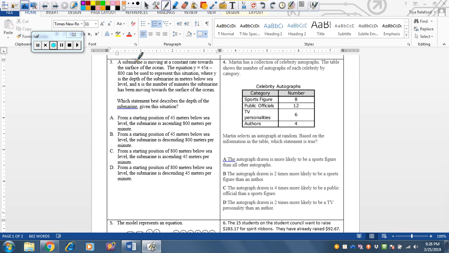Number 3, a submarine is moving at a constant rate toward the surface of the ocean. The equation y equals 45x minus 800. I don't like that written on 2 different lines. I'm going to rewrite it. Y equals 45x minus 800 can be used to represent the situation where y is the depth of the submarine in meters below the sea level, and x is the number of minutes. I'm going to make that note there, minutes.